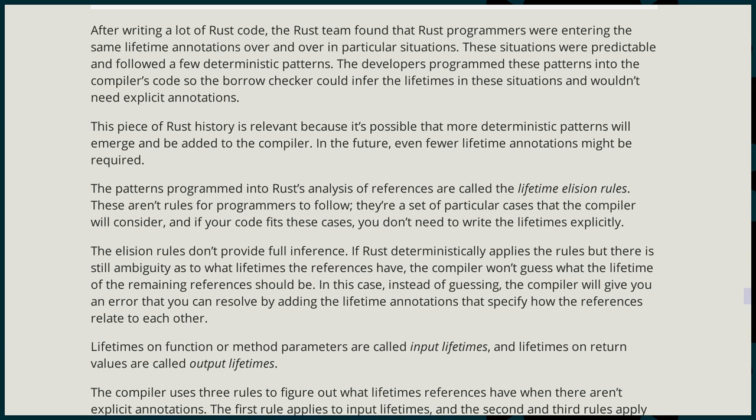The patterns programmed into Rust's analysis of references are called the lifetime elision rules. These aren't rules for programmers to follow. They're a set of particular cases that the compiler will consider, and if your code fits these cases, you don't need to write the lifetimes explicitly.